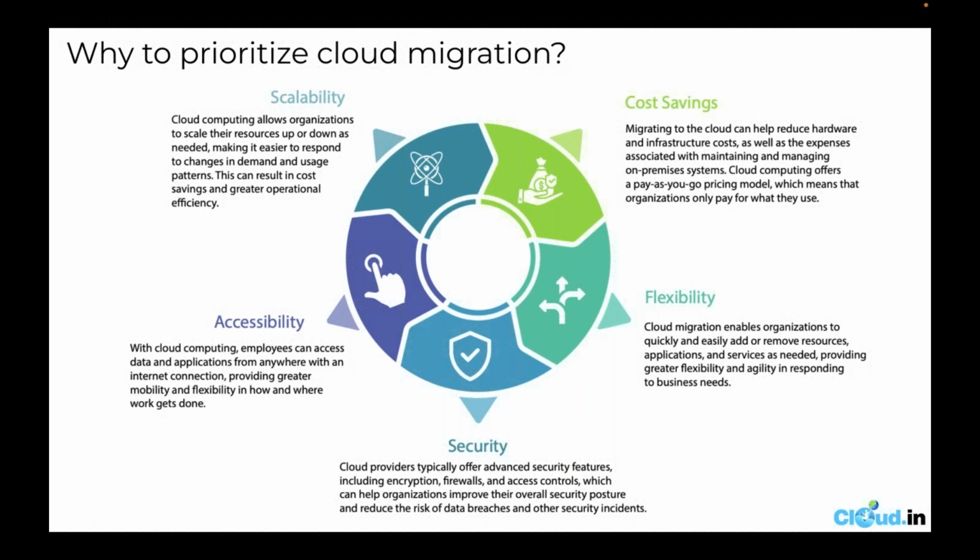Herein, with cloud computing, employees can access data and applications from anywhere with an internet connection. With just an internet connection, you can access your infrastructure and make changes, which is very smooth, providing greater mobility and flexibility, as I said before, in how and where work gets done. In simple terms, accessibility provides flexibility by accommodating the needs of each user and is aimed at making the system suitable for the widest number of users.